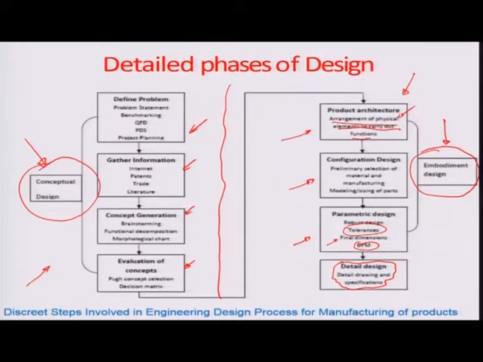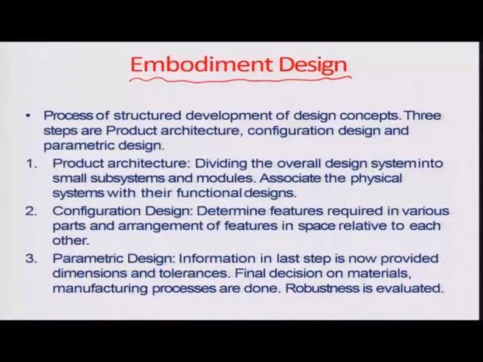And so, here we will be focusing mostly on 3 different aspects. One is the product architecture, and this would really be a structured development of the hardware part of whatever has been conceptualized in the earlier phases. The architecture part would focus typically on dividing the overall design of the system into smaller subsystem levels and modules, and also on associating the physical systems with their functionalities.